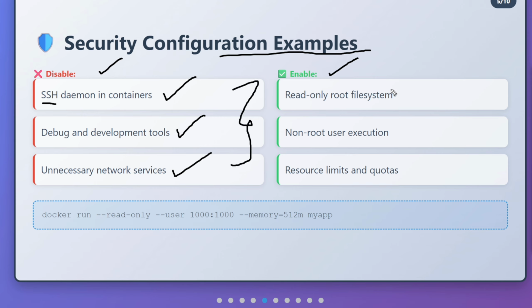And moving further, what needs to be enabled as a security configuration? You need to make sure of read-only root filesystem permissions.